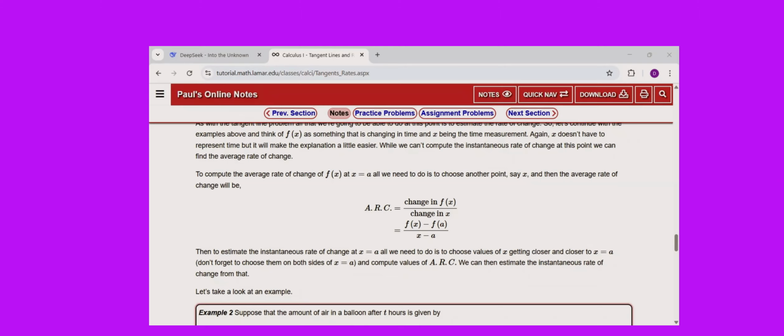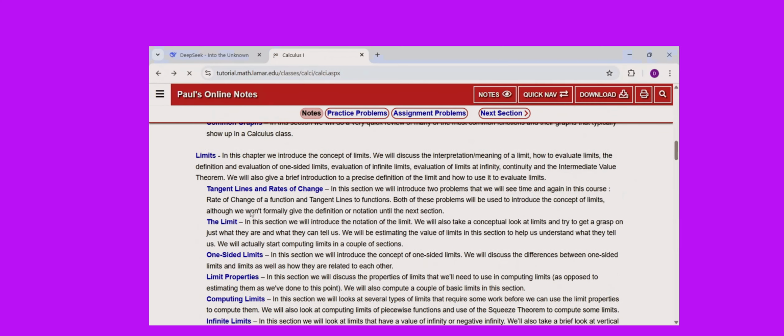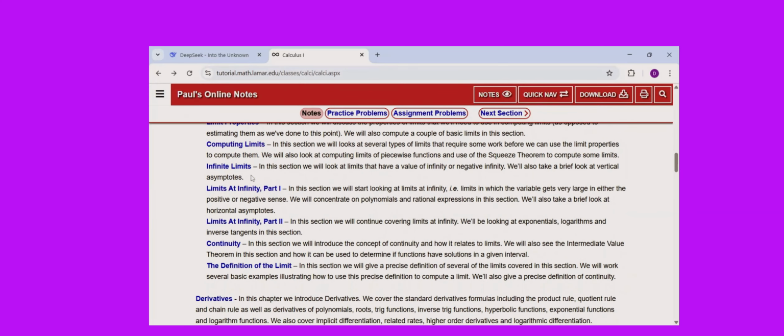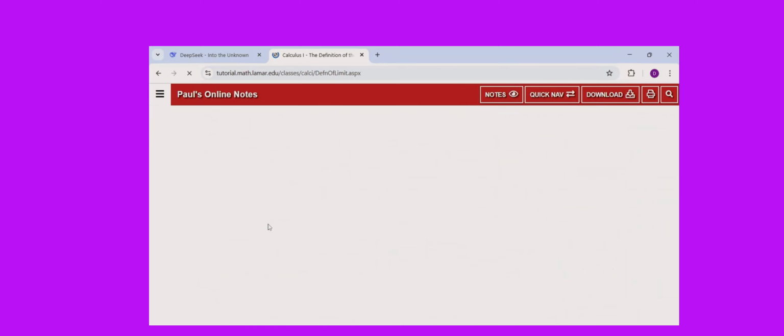Okay guys, that is the last one. Next topics: the limit, one-sided limits, limit properties, infinite limits, limits at infinity, continuity, and the definition of the limit. What do you mean by limit?